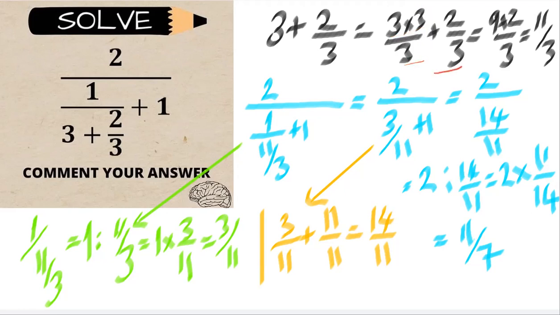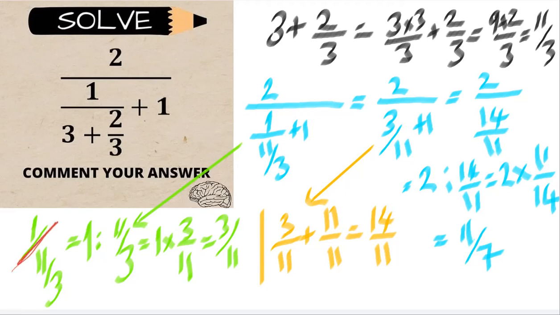Now, if the bottoms are the same, we can add the tops. So 9 plus 2 divided by 3, 11 over 3. So we get this as 11 over 3. After this, we have 1 over 11 over 3. See? So we have this part. So first we need to simplify this before we start the addition. So here in green color, we simplify 1 over 11 over 3.